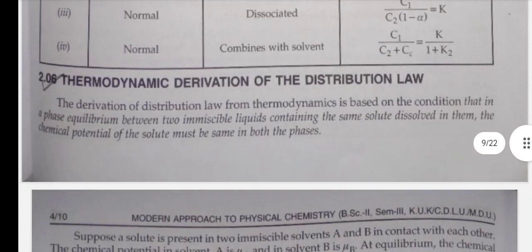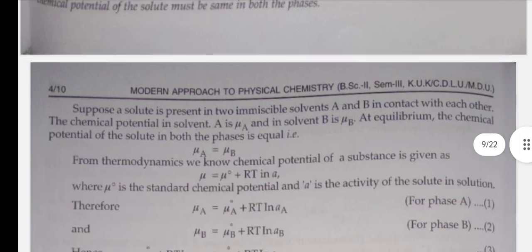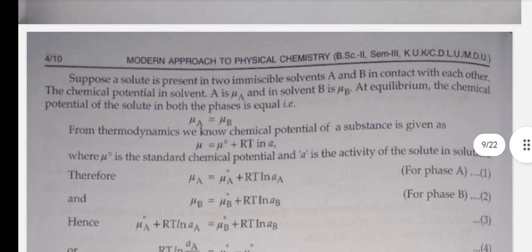Thermodynamic derivation of the distribution law. The derivation of distribution law from thermodynamics is based on the condition that in a phase equilibrium between two immiscible liquids containing the same solute dissolved in them, the chemical potential of the solute must be the same in both the phases. Suppose a solute is present in two immiscible solvents A and B in contact with each other. The chemical potential in solvent A is mu A and in solvent B is mu B. At equilibrium, the chemical potential of the solute in both the phases is equal.